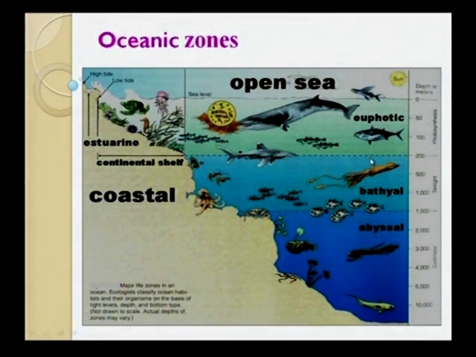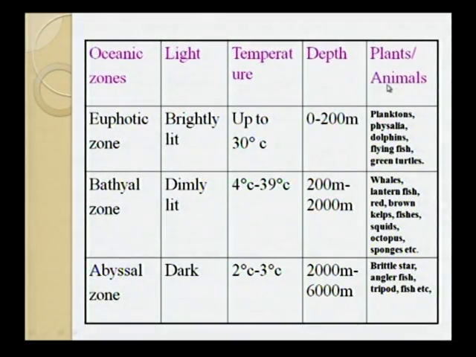Do you get it? Now friends, let us see what plants and animals can survive in this zone, okay? There are planktons, phycelia and dolphins, flying fish, green turtles. So these are the flora and fauna, that is nothing but plants and animals that survive in this zone. Friends, do you know another thing? These plants and animals are able to survive in this zone only because they adapted to the conditions of this zone. So they can survive in this zone only.